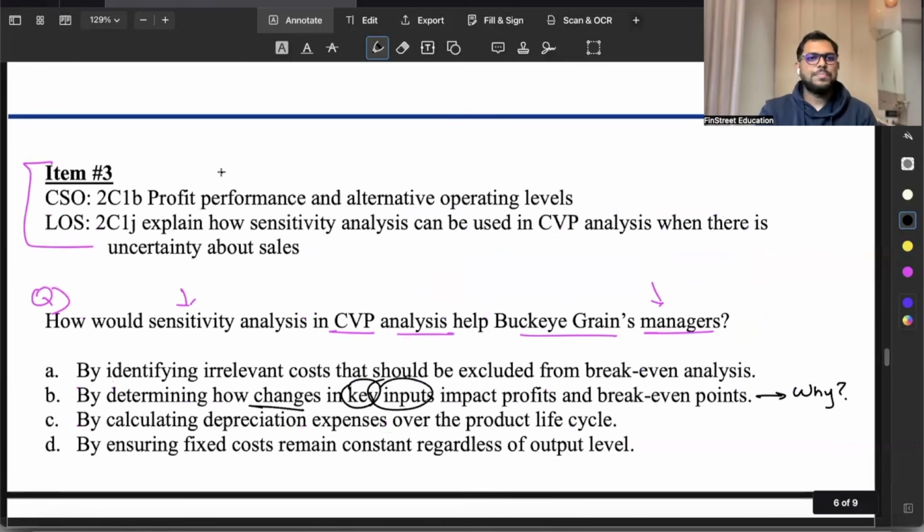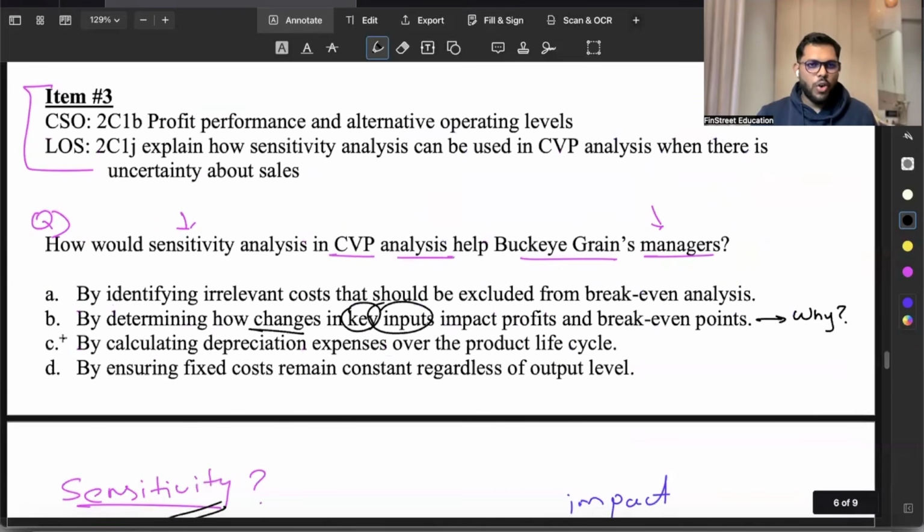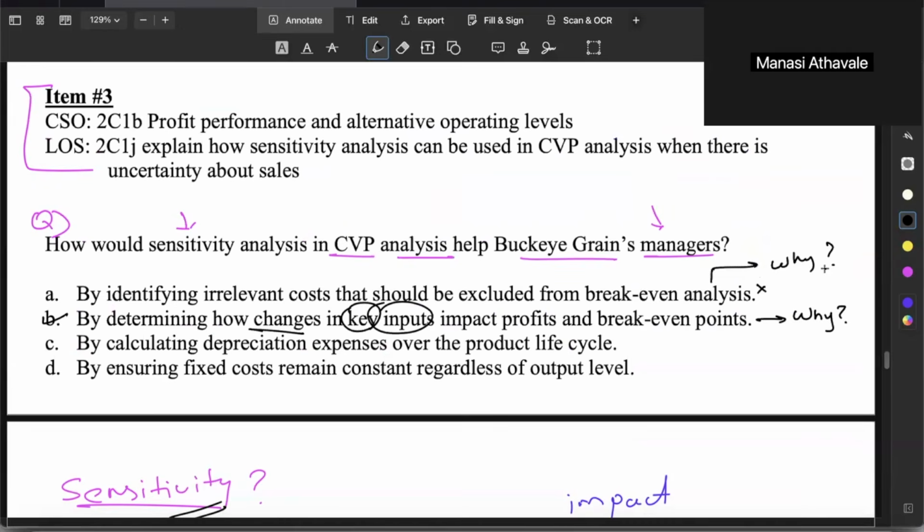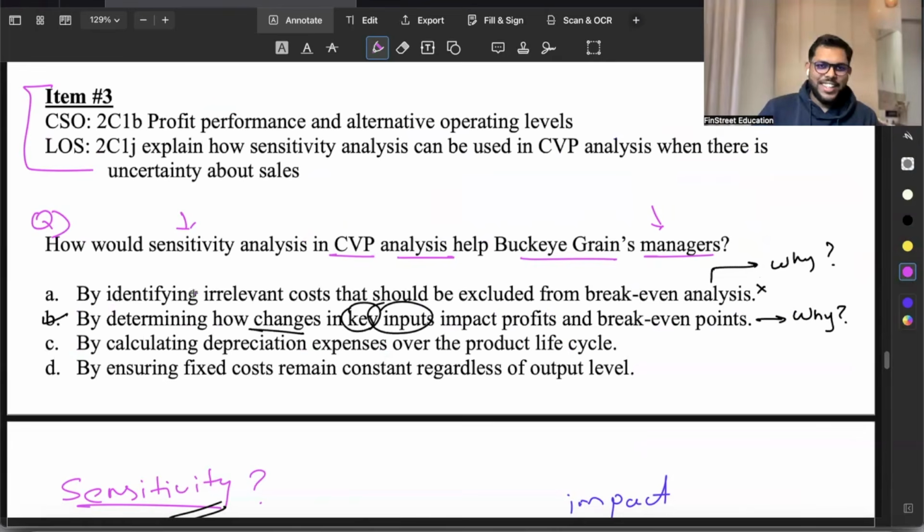So that is correct. Now, Mansi, would you like to try option A? Why is this incorrect? Please explain. Sir, could you help me? Okay, chalo, I'll give you a hint. By identifying irrelevant cost. Now, Mansi, let me ask you a scenario.